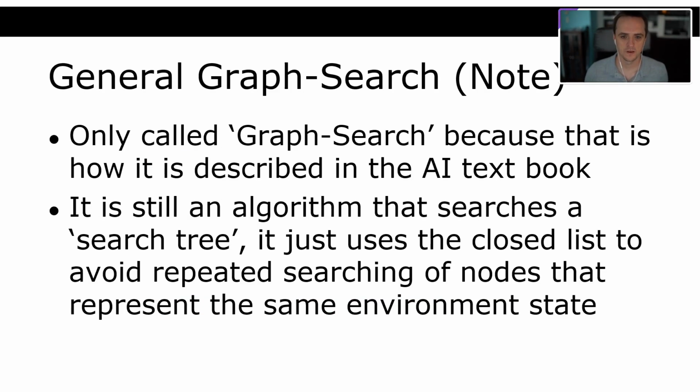Okie doke. So a couple of notes about it. Again, it's only called graph search because that is the name of it in the AI textbook, okay? It is still an algorithm that searches a search tree. It just uses the closed list to avoid repeating searching of nodes that represent the same environment state.